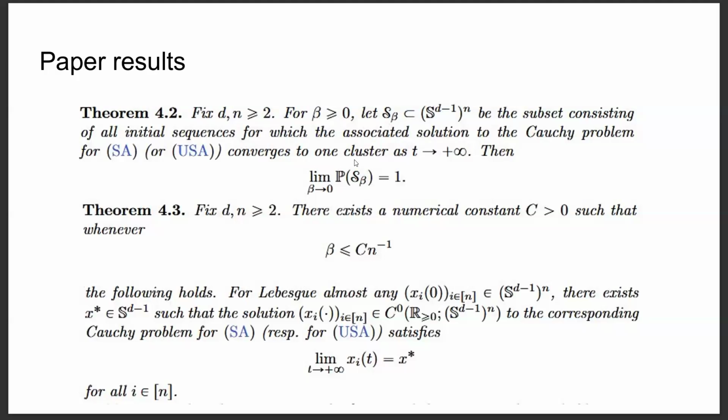This happens for small betas with a probability of almost 1. For small enough betas, it converges every time.